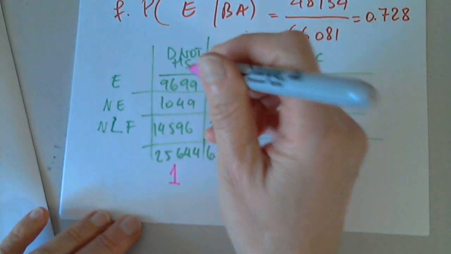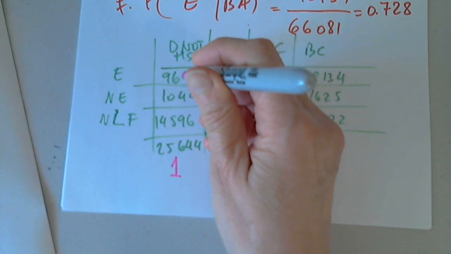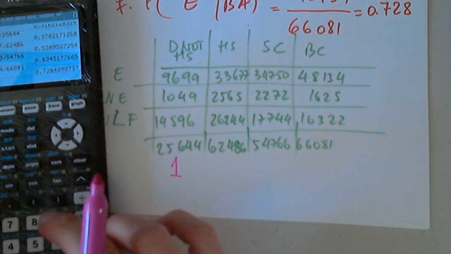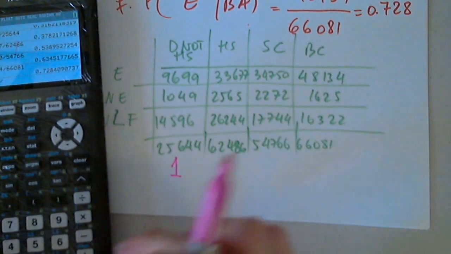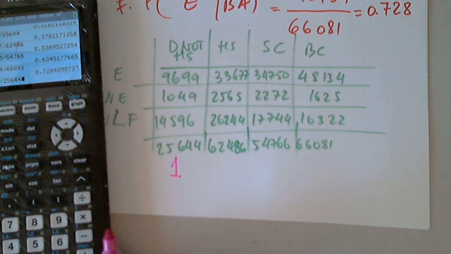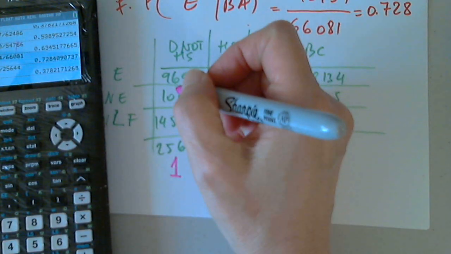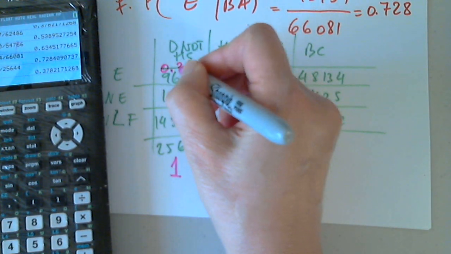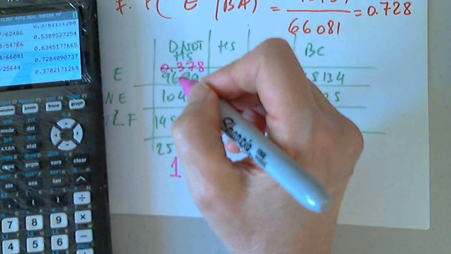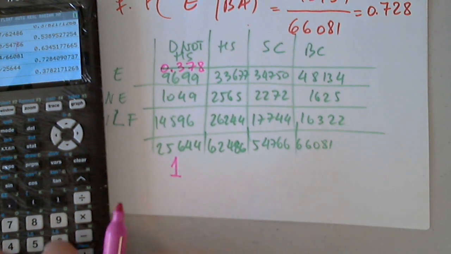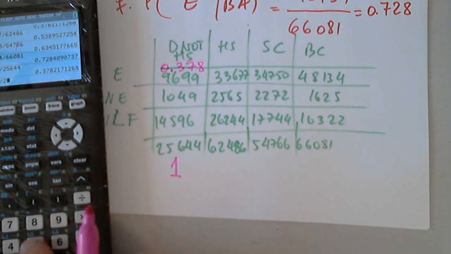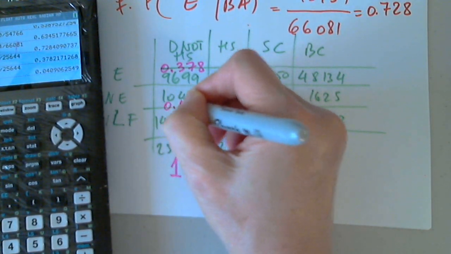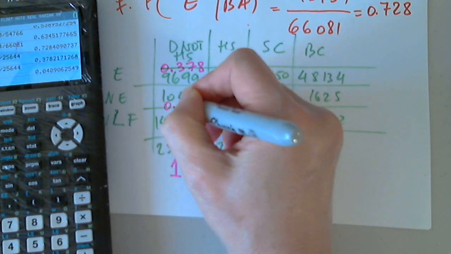So now the probability that I'm looking for is 9,699 divided by the total, 9,699 divided by 25,644. And that gives us a probability, or proportion if you like, of 0.378. The next one, 1,049 divided by 25,644, and I got a probability of 0.041.